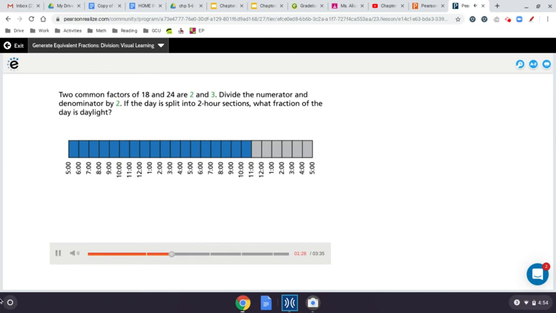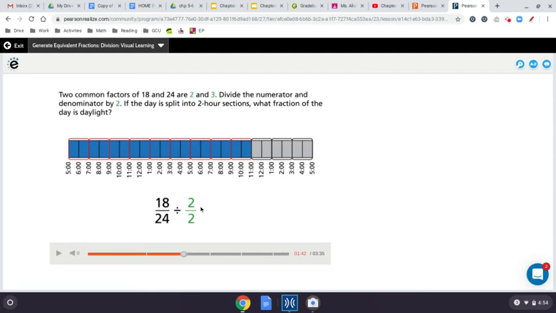Two common factors of 18 and 24 are 2 and 3. Divide the numerator and denominator by 2. If the day is split into 2-hour sections, what fraction of the day is daylight? So they picked 2 because you can divide 18 by 2 and you can do 24 divided by 2. That is a factor that both of these numbers have in common. You can divide both numbers by 2 evenly.